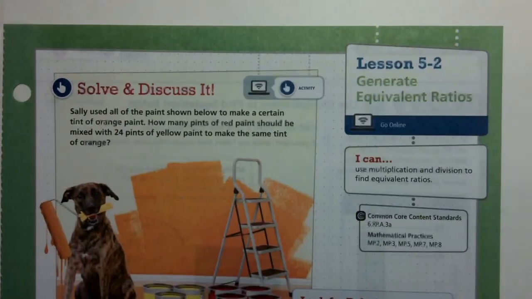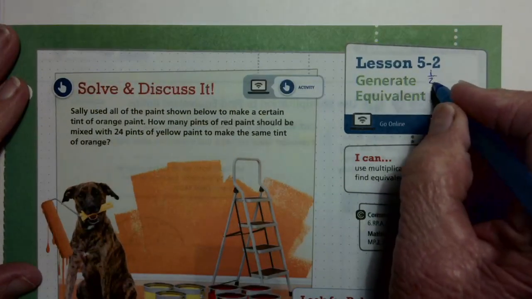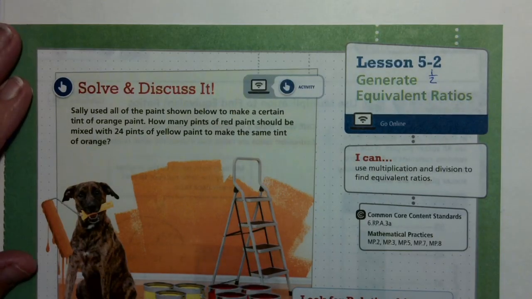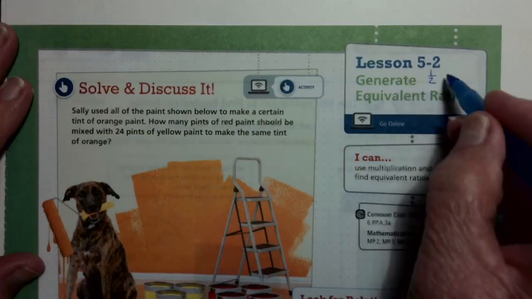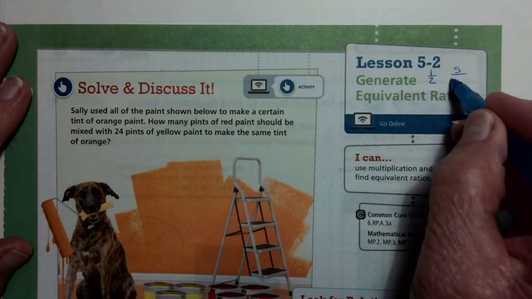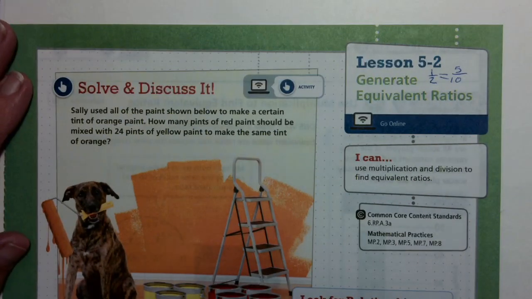We started on ratios a couple of days ago, and we've been working on ratios, and a ratio is just a fraction that's comparing two numbers. Today we're going to talk about generating equivalent ratios. For example, if I have the ratio 1/2 and I multiply that ratio by 5, 5 times 1 is 5 and 5 times 2 is 10. Those are equivalent ratios. We did a little bit of this in the last lesson. We're going to be doing a lot of it today.